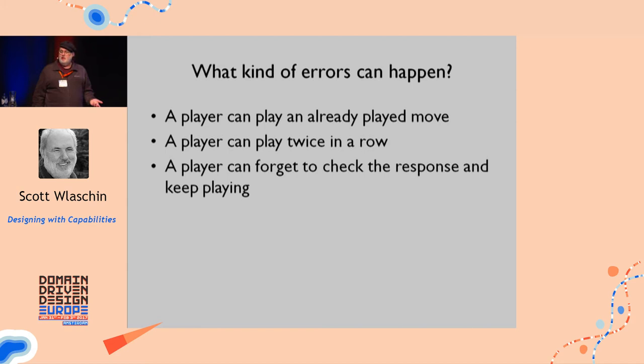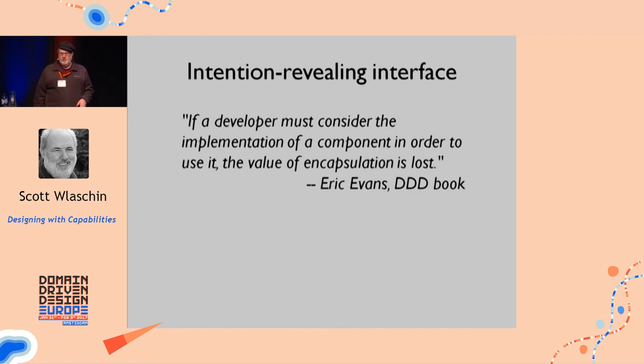So we've seen this. You can play twice in a row, you can forget to check the winner and keep playing. So these are all bad things, okay? This is not an intention-revealing interface. And just to quote from Eric here, if you have to consider the implementation, the value of encapsulation is lost. And in my interpretation, that also means if you have to understand the rules of the game. Well, I'm just the client. I'm just calling your API. I don't want to have to understand all the business rules, because otherwise you're duplicating them on the client and the server.